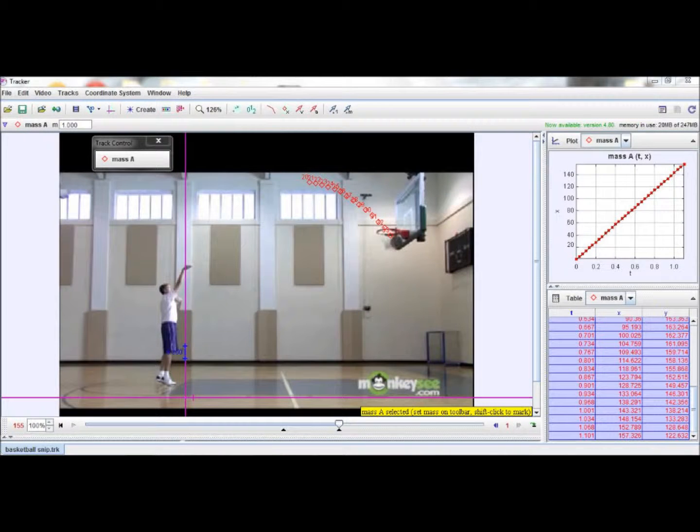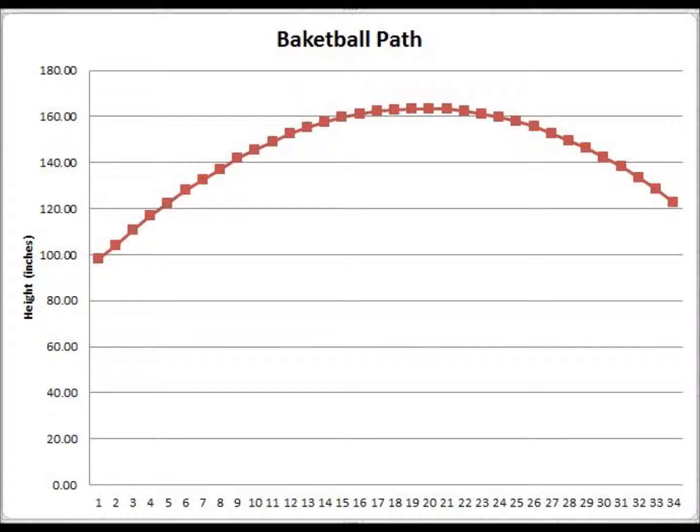For this lab, I had to look up the diameter of a basketball, which I found to be 9.3 inches, and I used this data to track the path of the ball in the basketball court. As you can see, when I graphed the data, it appeared just as I thought it would, in a parabolic shape.